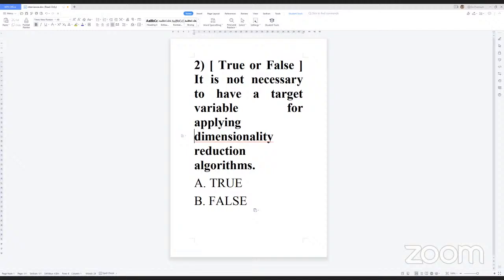So the answer for this question is A. Yeah, it would be true. It is not necessary to have a target variable for applying dimensionality reduction techniques and algorithms. Okay, so the answer is true. It is possible. Okay, we'll go to the next question.